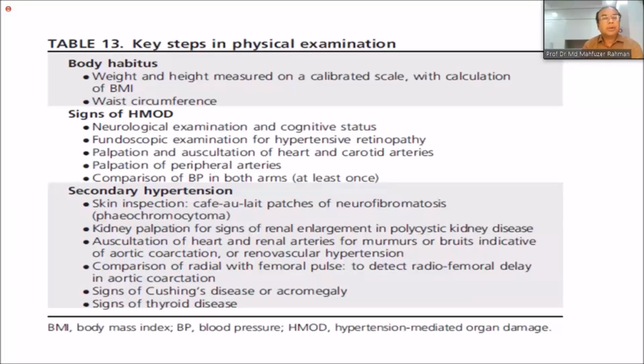and secondary hypertension-related signs or symptoms should be observed, like skin inspection, evidence of neurofibromatosis because it may remain concurrently with pheochromocytoma, kidney palpation for signs of renal involvement like in polycystic kidney disease, auscultation of heart and renal arteries for murmurs or bruits indicating aortic coarctation or renovascular hypertension, comparison of radial and femoral pulse to detect radiofemoral delay in aortic coarctation, signs of Cushing disease or acromegaly, signs of thyroid disease. So the signs or symptoms of hypertension should be such.